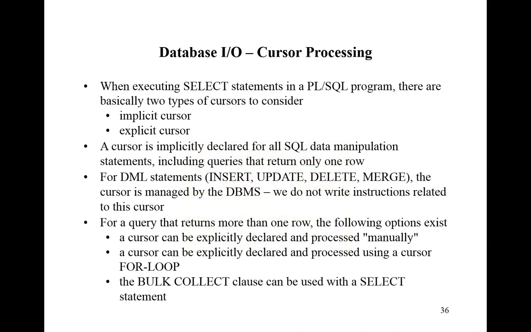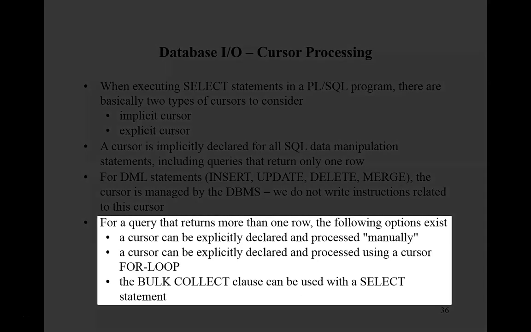Now, an explicit cursor is constructed and managed by the programmer. We'll write code and instructions for defining this and working with it. For a query that returns more than one row, the following options are available. A cursor can be explicitly declared and processed manually. We write the instructions to open, close, fetch, and so forth. A cursor can be explicitly declared and processed using a special loop structure called a cursor FOR loop.